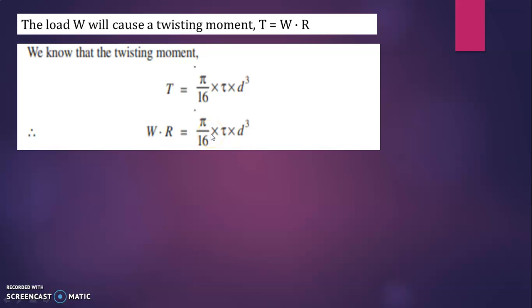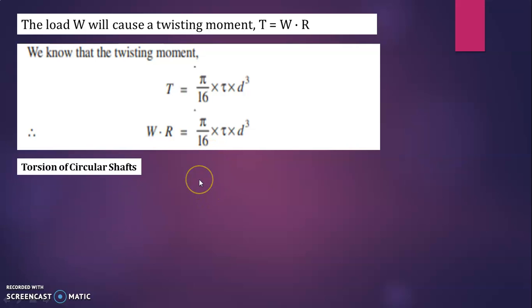So now you can write this in terms of any variable. If it is asked to find W, you can use this formula. If it is asked to find the radius, you can use this formula. If it is asked to find the shear stress, you can use this formula. So remember this: WR is equal to pi divided by 16 into tau into d cube, or W is equal to pi divided by 16R into tau into d cube. Or in terms of tau, tau is equal to WR into 16 divided by pi into d cube. In terms of the load, radius or shear stress, you can write the equation.